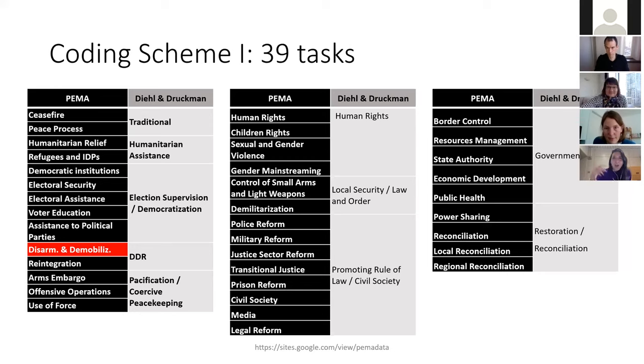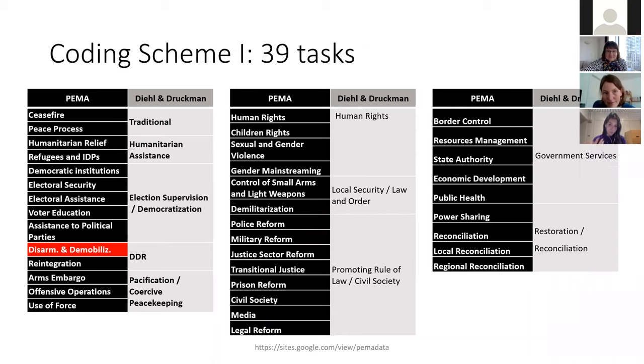So when you have all these 39 different tasks, it really pushes you more into thinking about what's the way that makes most sense to you to classify these operations. Oftentimes this depends on what you want to study, what you want to research.